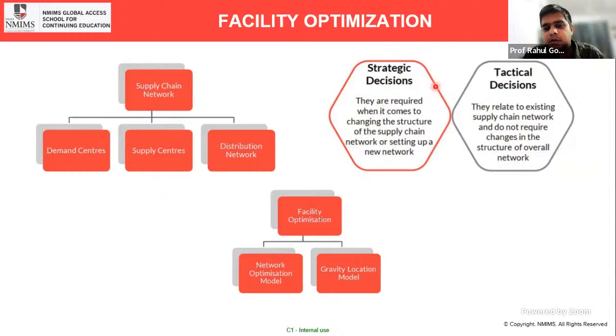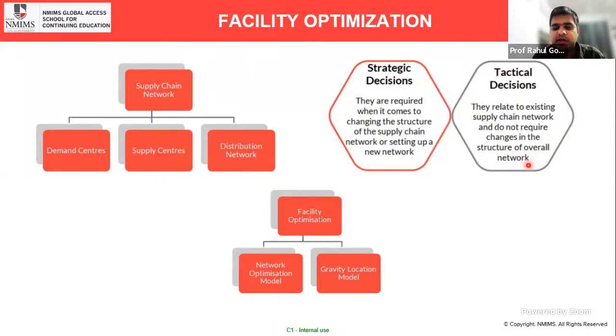So facility optimization is driven by 2 important decisions. One is strategic decision and the other is tactical, right? Tactical is day-to-day, immediate, near future, and relates to the existing supply chain network, and does not require changes in the structure of the overall network. So you have factories already, you have warehouses already, and you are trying to make a little bit of change in terms of which route is optimum, or whether we should start servicing this customer from this warehouse. So you try to optimize the given set of facilities in terms of factories, warehouses, and routes. Those are all tactical decisions.